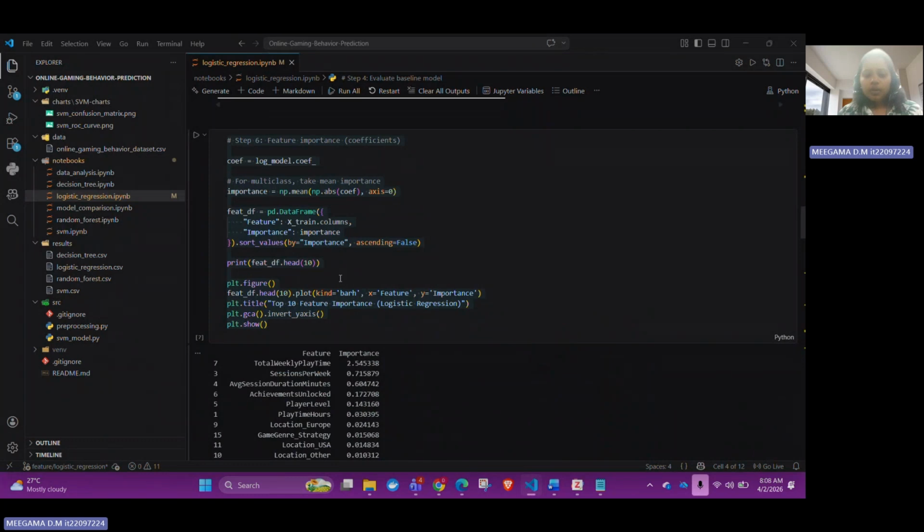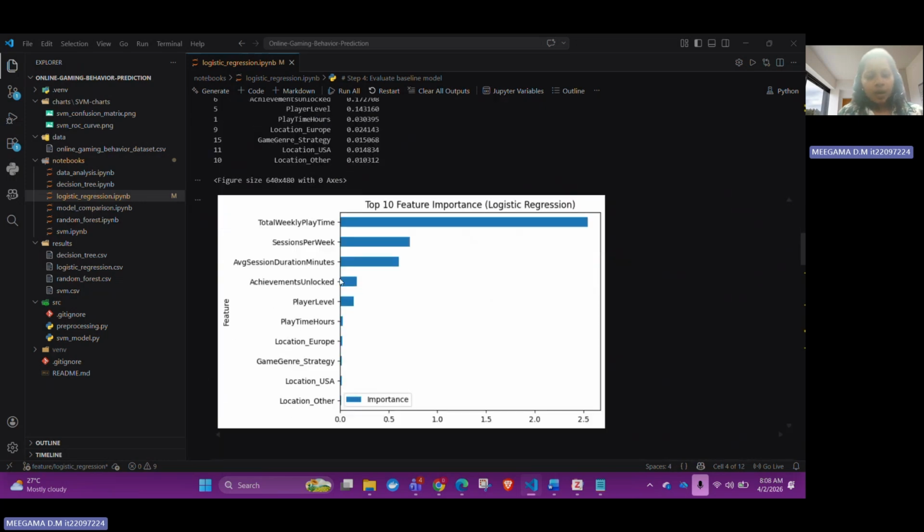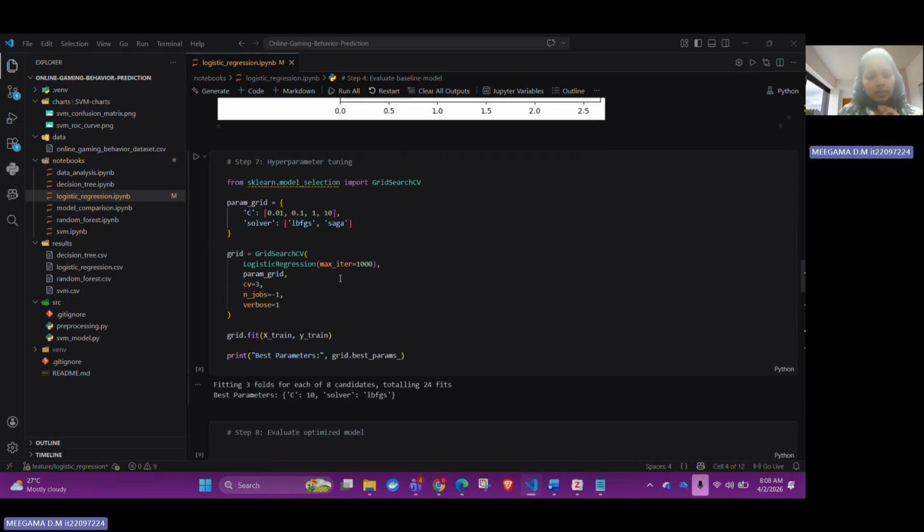Here you have to identify that total weekly playtime is the most important feature. Next we did the hyperparameter tuning. Here we did a grid search CV to find the best parameters for the model.